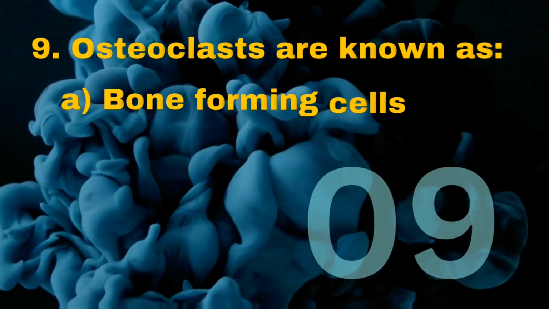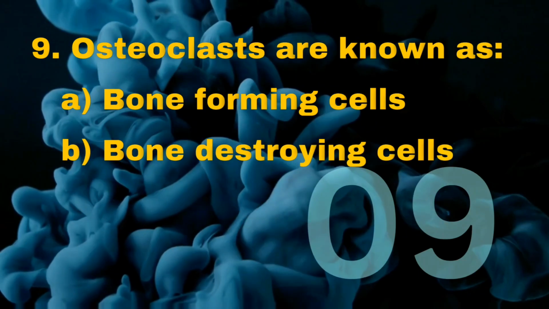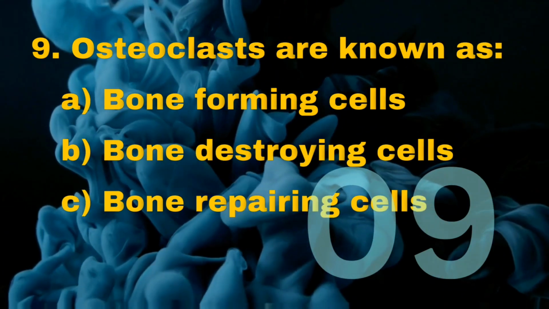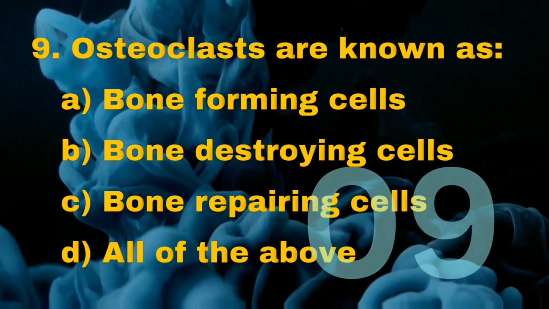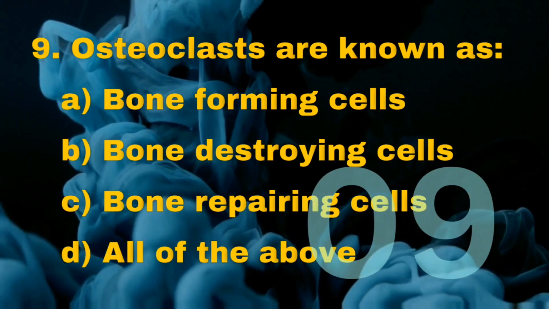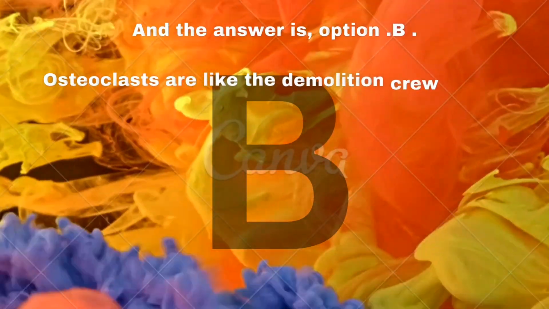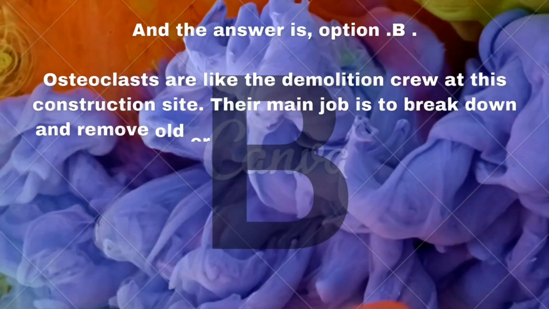Osteoclasts are known as A. Bone-forming cells, B. Bone-destroying cells, C. Bone-repairing cells, D. All of the above. And the answer is option B.